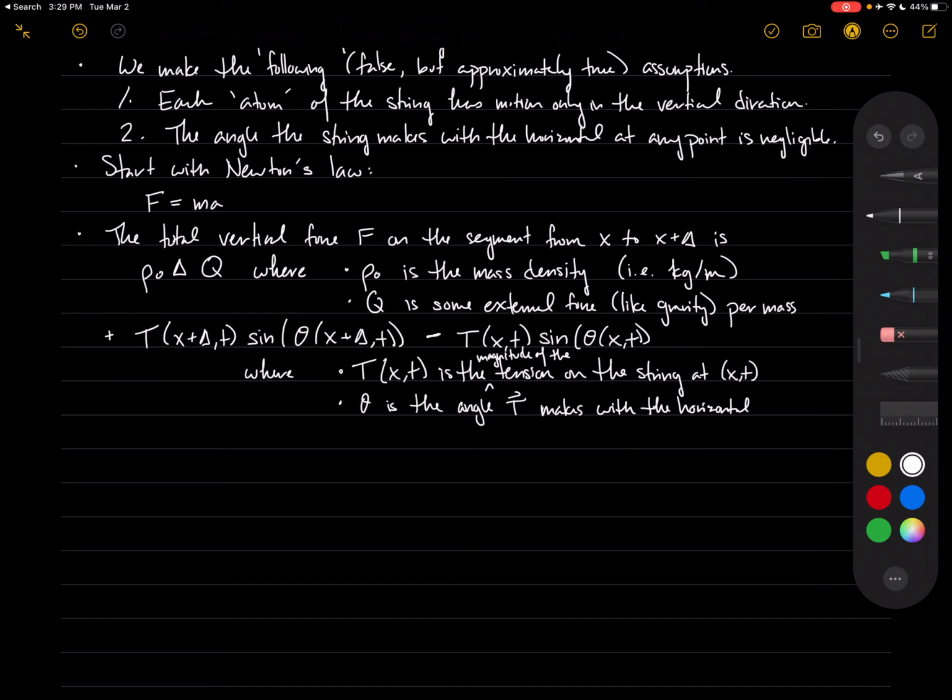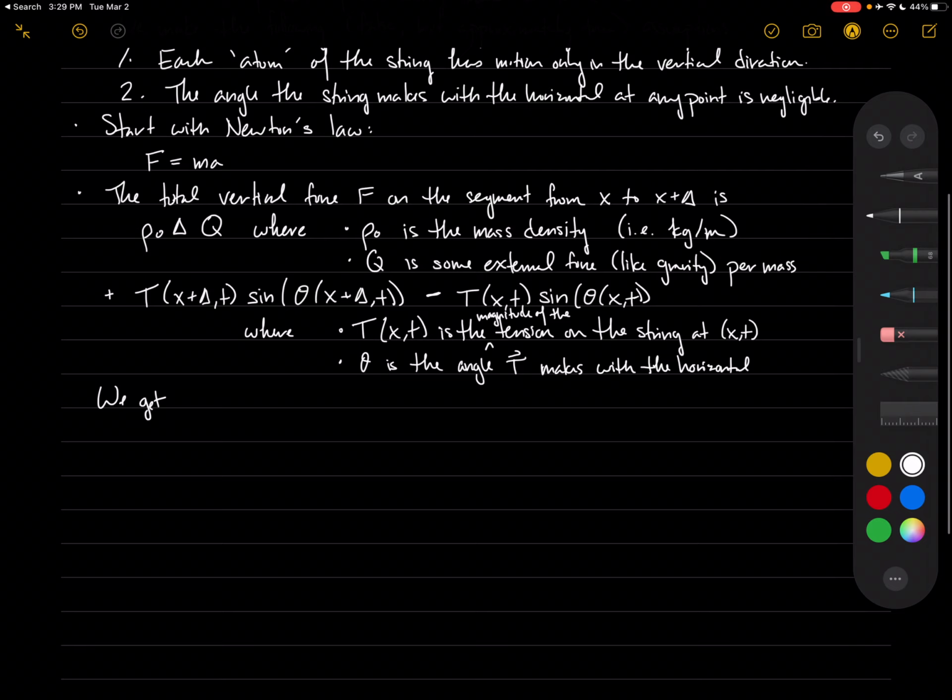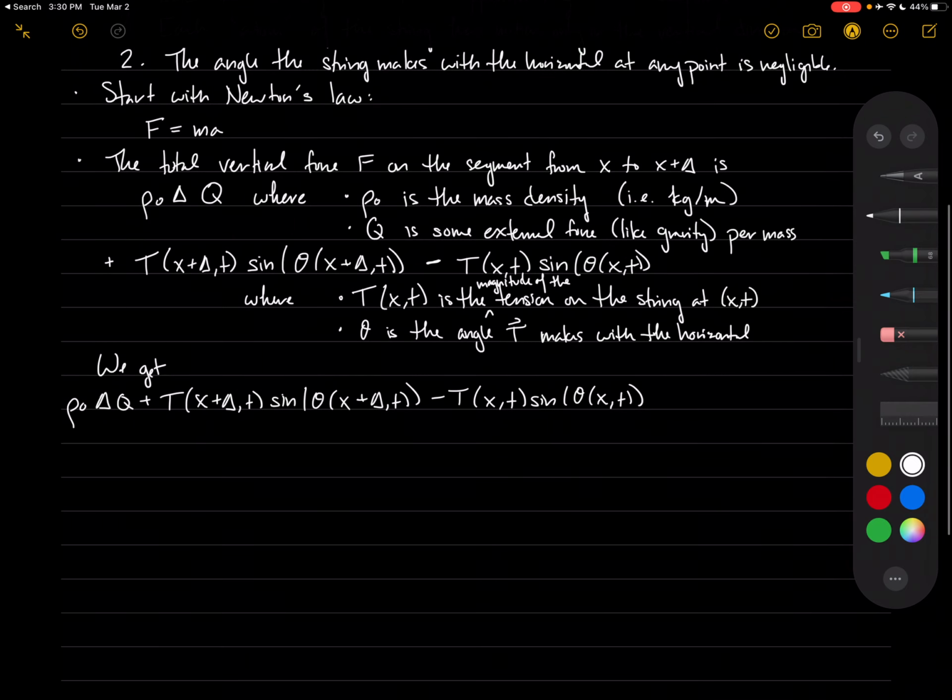Okay, so now putting these terms into the F part of Newton's law, we get the following: rho naught delta Q plus t of x plus delta,t sine theta of x plus delta,t minus t of x,t sine theta of x,t. And now this is going to equal m times a.